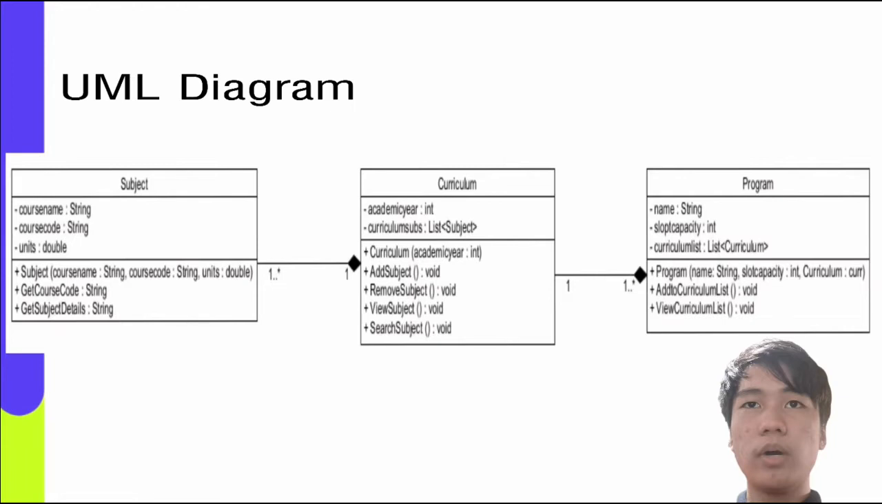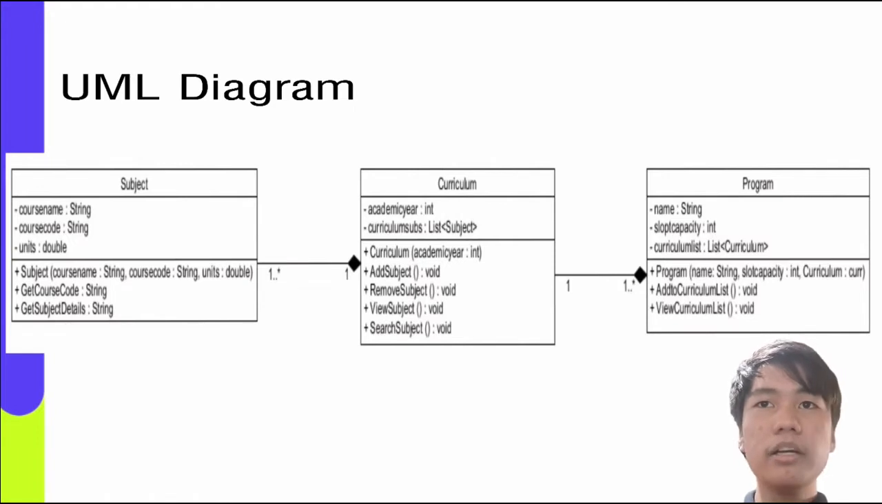Next is the composition relationship between curriculum and program. As you can see, the curriculum class has 1 on its side and the program class has a 1 to many on its left side. That's because a program can have one to many curricula and a specific curriculum is assigned to only one program. For example, our program has an assigned curriculum because a program is composed of curriculum.